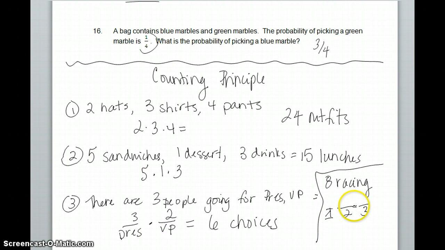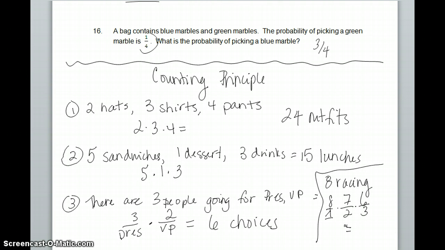How many choices would you have for first place? 8. But once somebody takes first place in an event, they can't also take second place. So for the second choice, you now have 7. For the third choice, you now have 6. You multiply those together, and that's how many choices you have. So remember, with the counting principle, when it comes to people, you have to subtract a person.